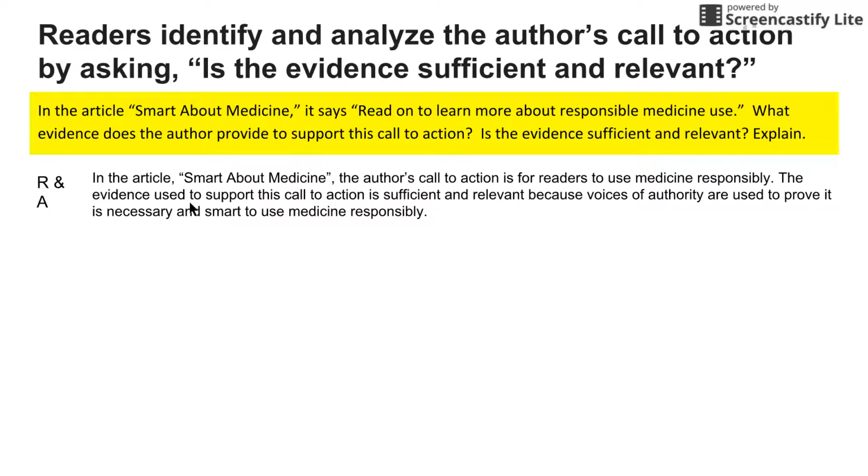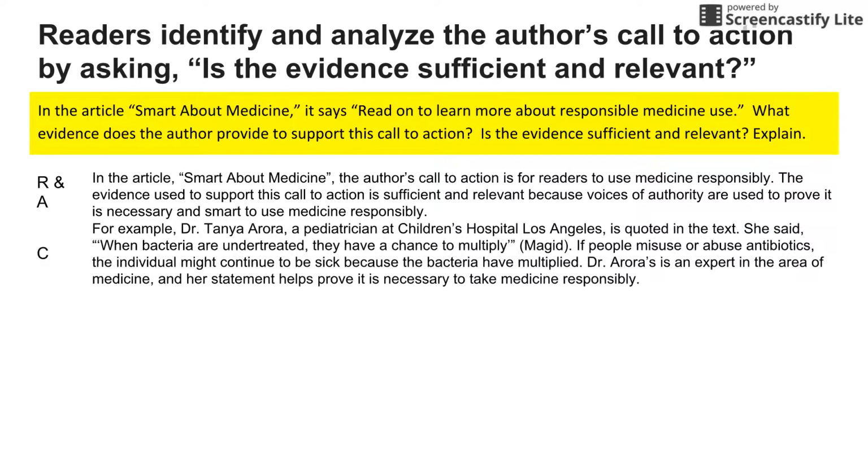So now I have to follow up with cited evidence to prove that the evidence is sufficient and relevant. This is where I want to bring in the voice of authority, where I want to be clear to say the author purposely included a voice of authority. So for example, Dr. Tanya Arora, a pediatrician at Children's Hospital Los Angeles, is quoted in the text. She said, "When bacteria are undertreated, they have a chance to multiply." And there's my in-text citation. "If people misuse or abuse antibiotics, individuals might continue to be sick because the bacteria have multiplied."